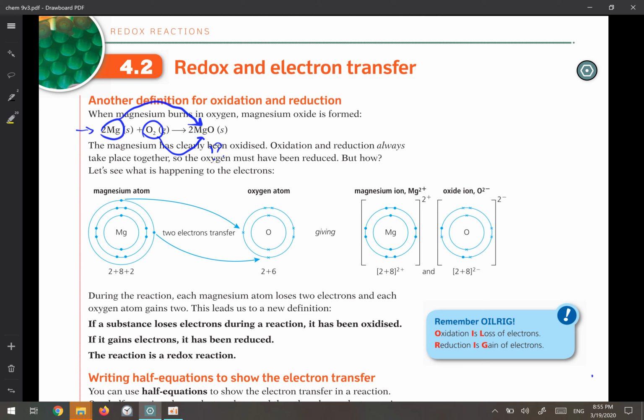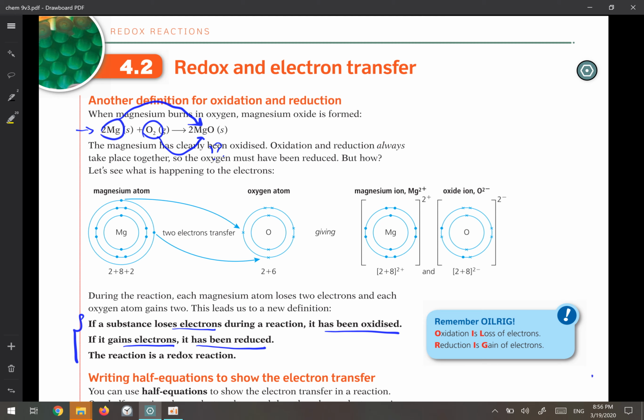So that's why scientists have revised the definition of oxidation and reduction, and they had a better definition based on the transfer of the electron. The definitions are given here. If a substance loses electrons during a reaction, it has been oxidized. So oxidation is losing electrons. If a substance gains electrons, it has been reduced. So reduction is gaining electrons.